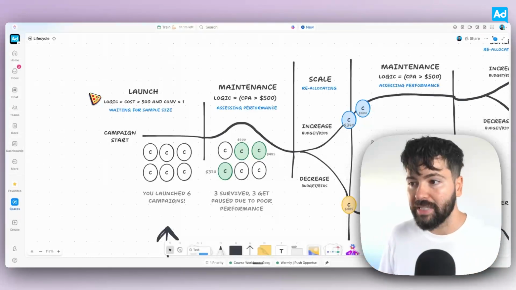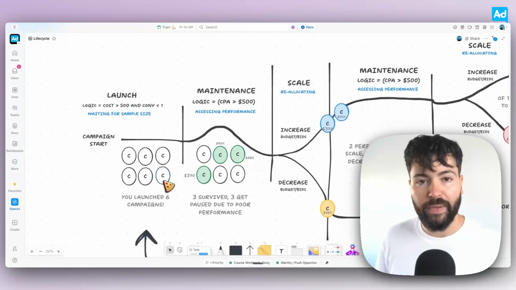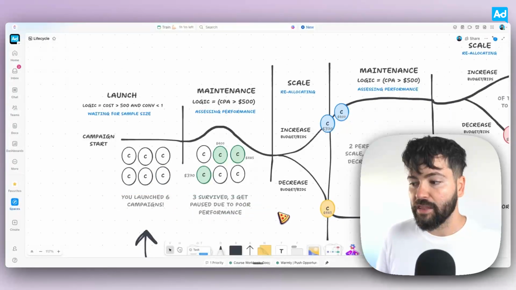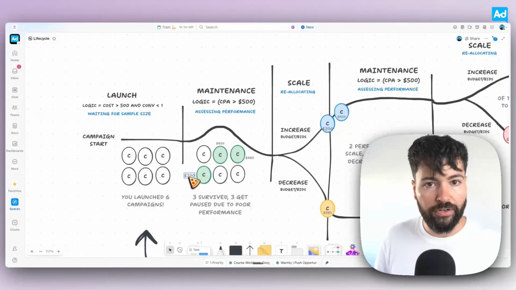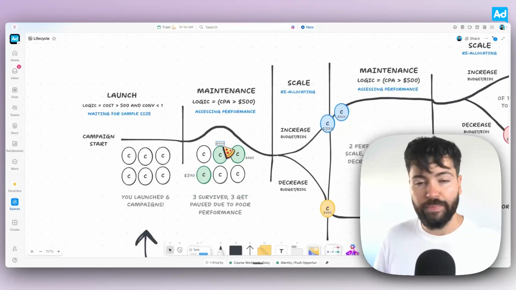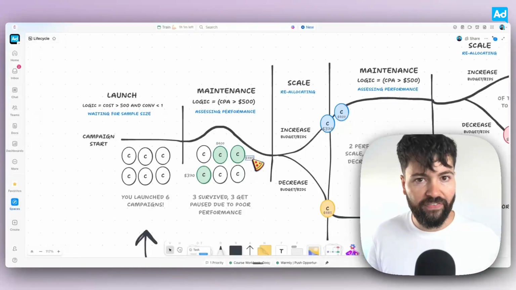Using this example, let's pretend we launched those 6 campaigns. Of those 6 campaigns, 3 survived and 3 got paused due to poor performance. Imagine that one of the surviving campaigns had a CPA of $370, another had a CPA of $400, and the last one had a CPA of $485.